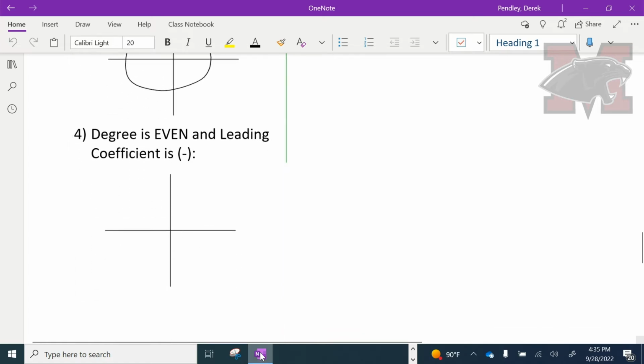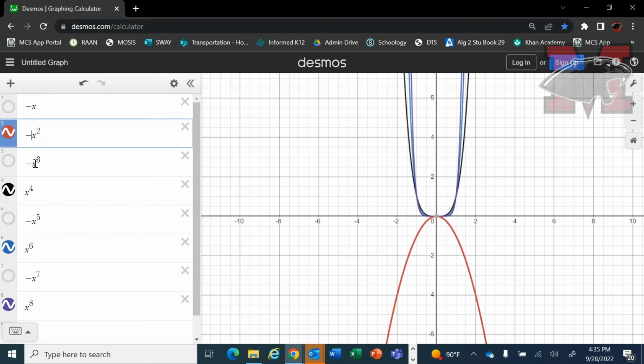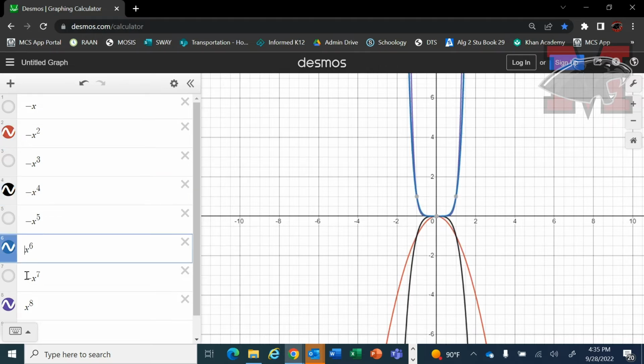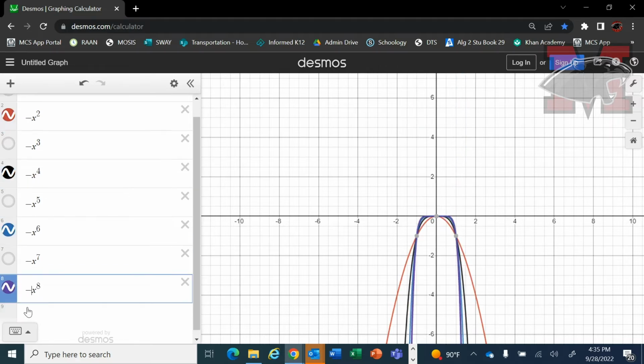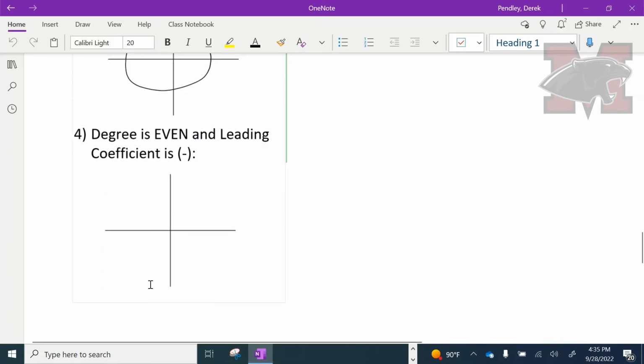Now remember what happens when it was negative. Instead of going up, when you do the inverse, it ends up going down. So this all switches to going down when you have the leading coefficient be a negative number. Just like in quadratics, when A was negative, everything went down.